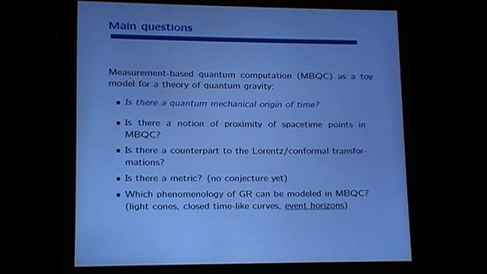We think we have a candidate for that. Is there a metric? We don't know yet. I think it's a question that we will be asked, and we have no answer to that yet, but I have listed it anyway. And then one may ask which phenomenology of general relativity can be modeled in measurement-based quantum computation. We know that light cones can be modeled, and we know that closed time-like curves can be modeled, just to make you aware of that. Closed time-like curves are permitted by the Einstein equations, and measurement-based quantum computation analogues of those have been shown in previous works. What we would like to add to that is the notion of event horizons.